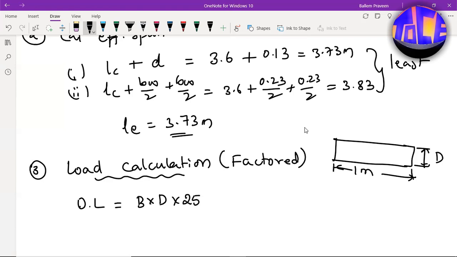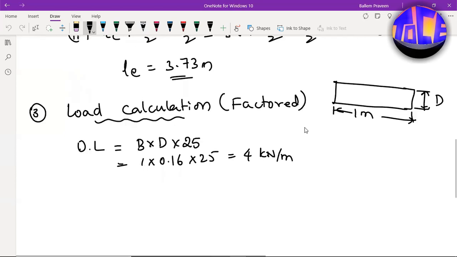So what is the width? Width is 1 meter. And what is the depth? Depth is 160 mm. So it is 0.16 into 25, which is 4 kilonewton per meter.